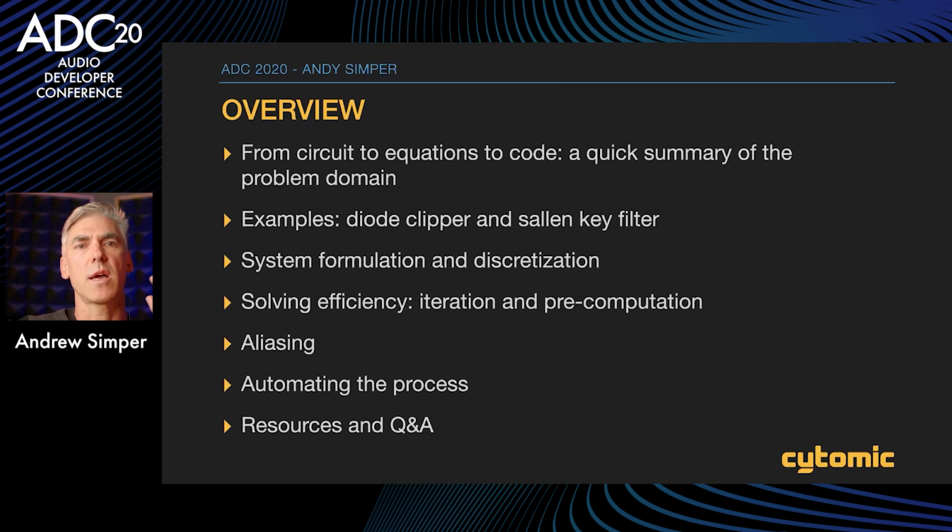The examples I have are mostly fully worked, except for little bits where the actual system of equations is concerned, where sometimes I'll let you solve that bit. I've just left one little bit out so that you have to get your hands a bit dirty. We'll run through some system formulations and how to discretize the circuit, and then talk about efficiency, aliasing, automating the process, and then I'll run through the links, and we'll have time for Q&A.